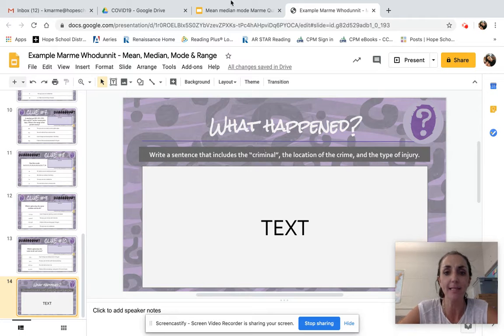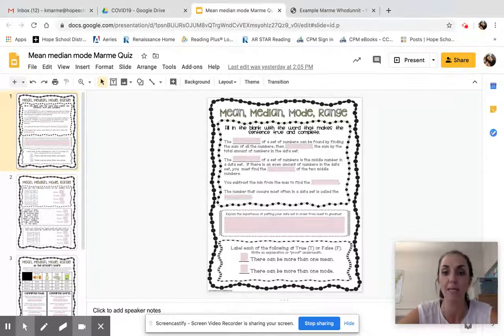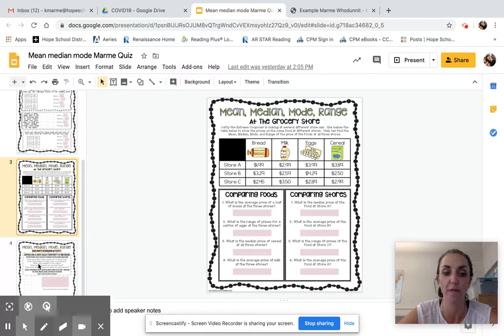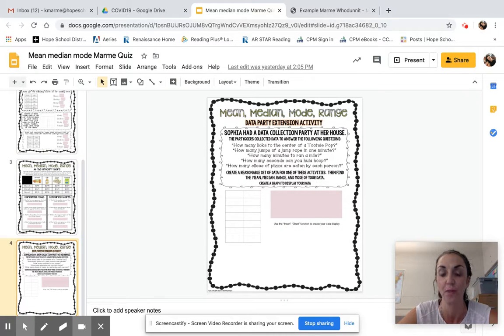The second activity you have this week is a mean, median, mode, and range quiz. It says fill in the blank with the word that makes the sentence true. So this is a four-page quiz for you to do. We're going to make a copy of both of these and put them in your Google Classroom. And you also have to do some more Khan Academy this week.